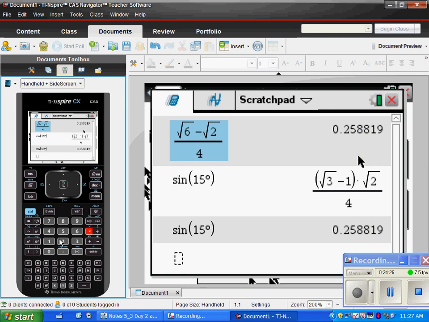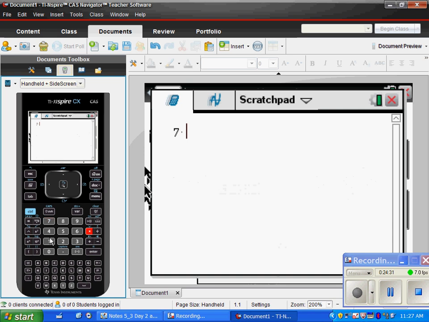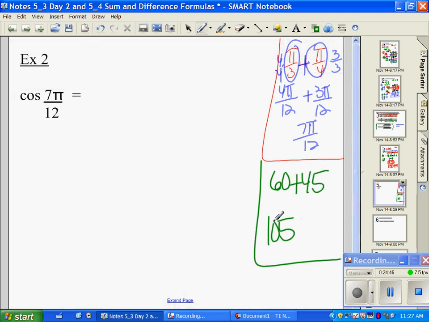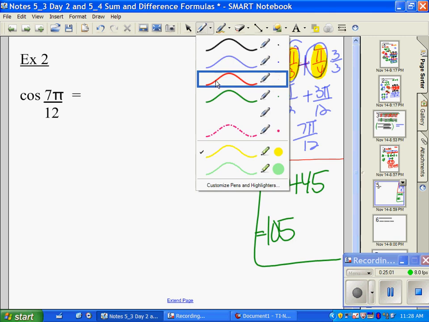If I go ahead and just use my calculator for a second, and I say 7 times 180, and I divide by 12, I get 105. So 60 plus 45 is 105. Again, the point of this is to do it without a calculator, so that makes this a little bit of a challenging problem. But what I now know is that 7 pi over 12 is a combination of pi over 3 and pi over 4. And we'll make sure we get this right this time.